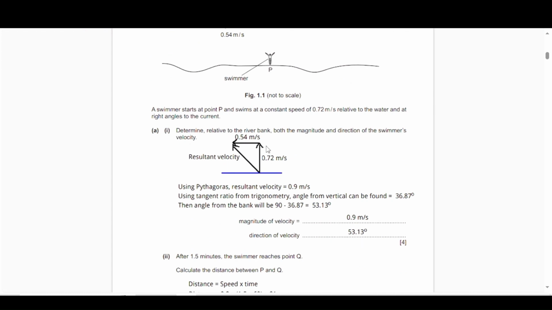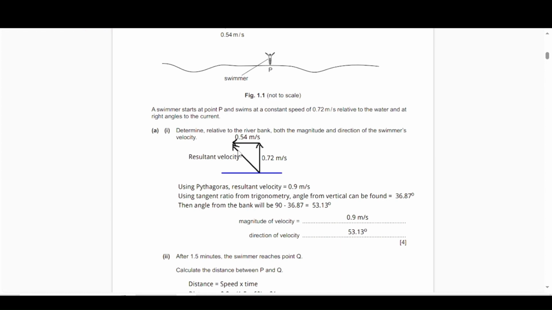So this is how you would do it with Pythagoras and with a bit of trigonometry. The other way you can do it is obviously using a scale drawing. So you could take 1 centimeter equals 1 meter per second. Then you would have a line which has a length of 0.72 centimeters. You would have another line which has a length of 0.54 centimeters.